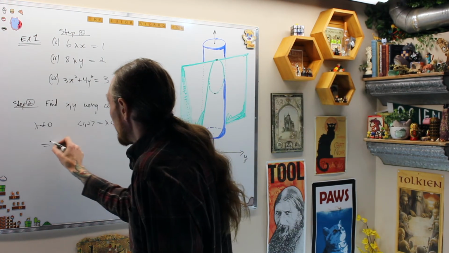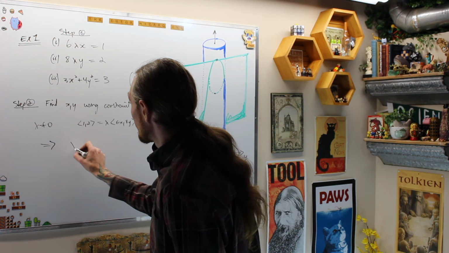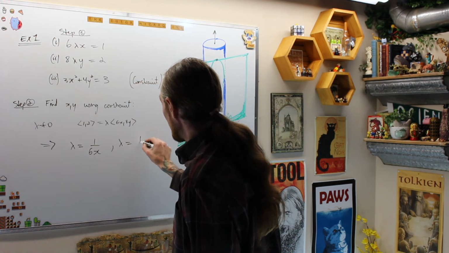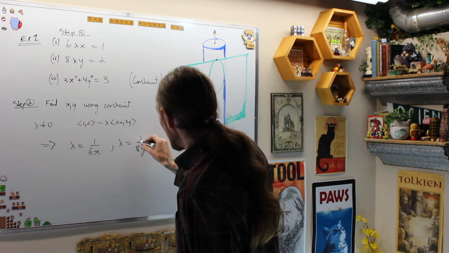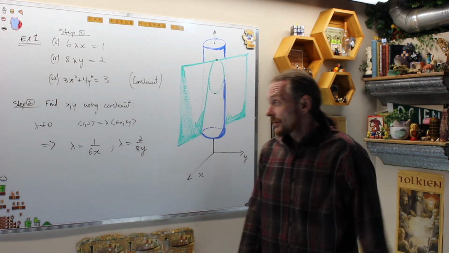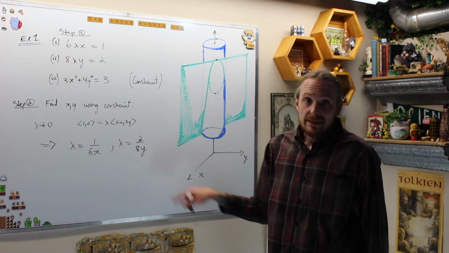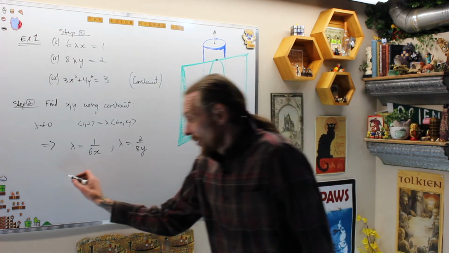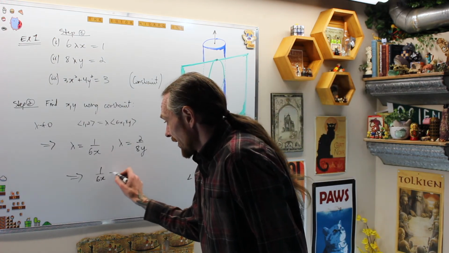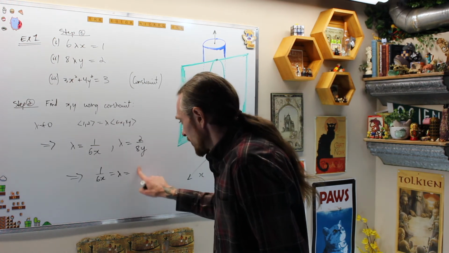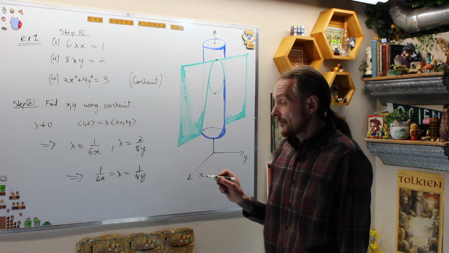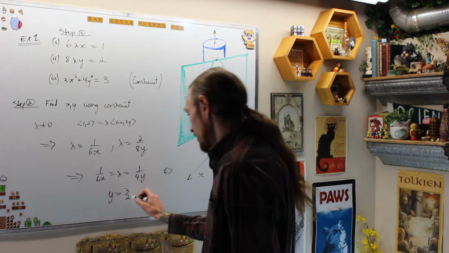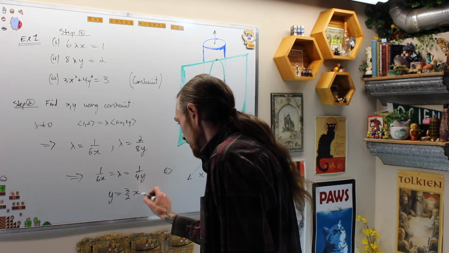And then what we can do is I can say that lambda is going to equal 1 over 6x, and lambda is going to equal 2 over 8y. I'm solving for lambda in these equations also. Now can you see that I can solve for x and y cleverly, because I can set them equal to each other. From this, what I see is 1 over 6x equals lambda equals 1 over 4y. And I can cut out the middleman. That says y is equal to 3 over 2 x.